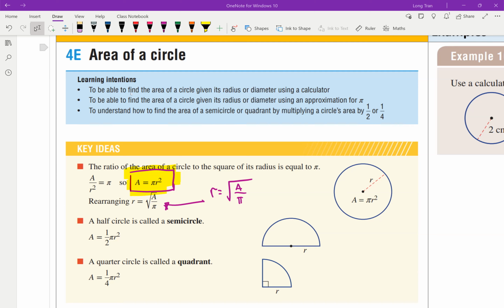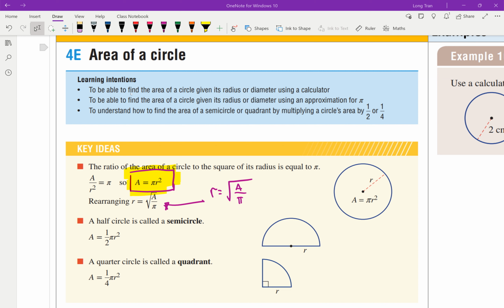It's recording. Exercise 4E, area of a circle. So what do you have? A title, 2 formulas, and a diagram. One diagram: a circle with the radius labeled, and the formula pi r squared. The area of a circle is equal to pi r squared.